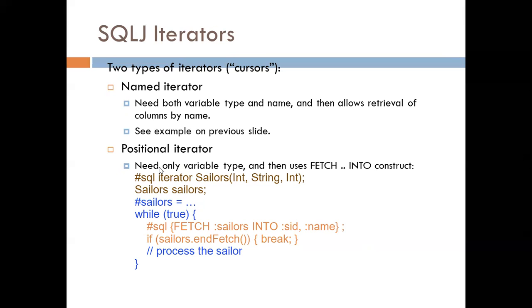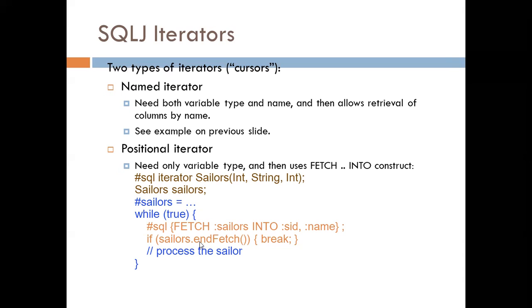So you can see the example over here: hash SQL iterator followed by the name of the iterator, that is sailors, int, string, and int. So we have not declared the variable name, only their type is given. Then again we will declare a variable of type sailors. Then the same query we will write, but here we will write inside hash SQL fetch colon sailors into colon SID colon name. Then what happens? For each individual record, this SID and name variables will have that particular tuple information.